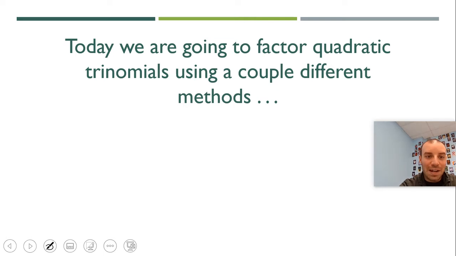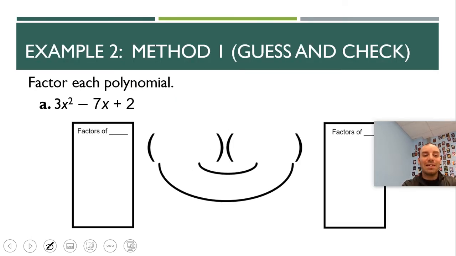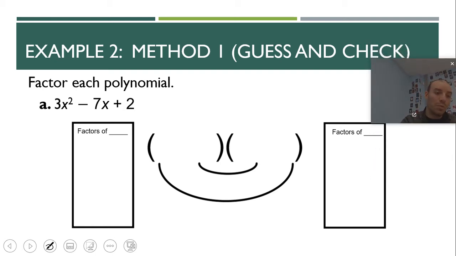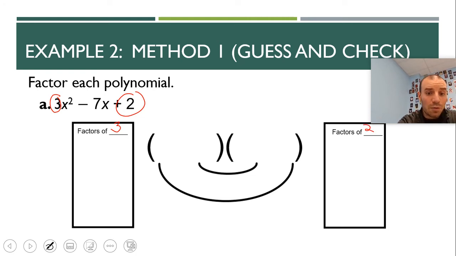So today we're going to factor quadratic trinomials using a couple different methods. The first method is the guess and check method. When we're using guess and check, you want to look at factors of your a term, which in this case is 3, and factors of your c term, which in this case is 2. The only factors of your a term are 3 and 1, and the only factors of your c term are 2 and 1.